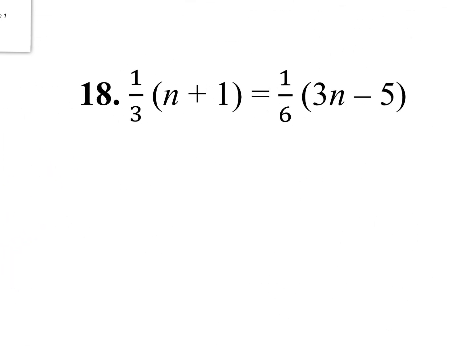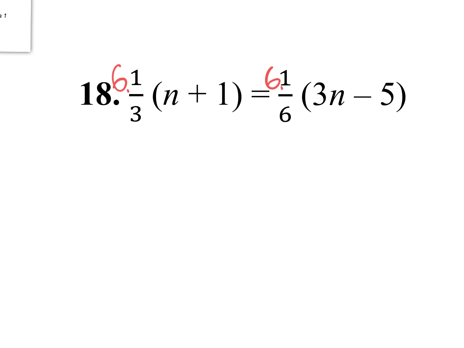So yes, you could distribute 1/3 times n, get 1/3 n, 1/3 times 1, get a fraction 1/3, 1/6 times, but you could get rid of the fractions instead, right? How? By multiplying everything by the denominator of the fraction that you want to get rid of. Now we do have two different fractions with the denominators 3 and 6. So let's think about the LCD of 3 and 6, and that would be 6. 6 is the biggest one. You could change 3 to become 6. So 6 is the LCD. So I'm going to get rid of both fractions by multiplying by 6.